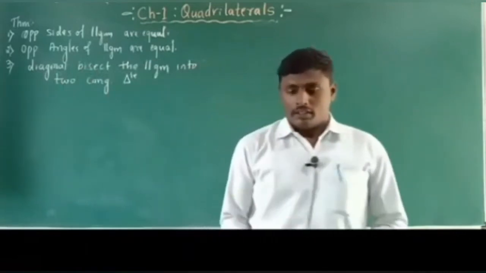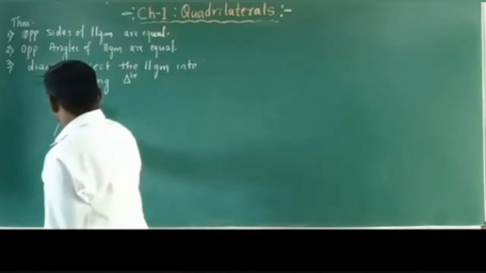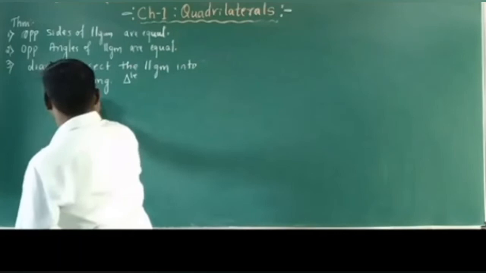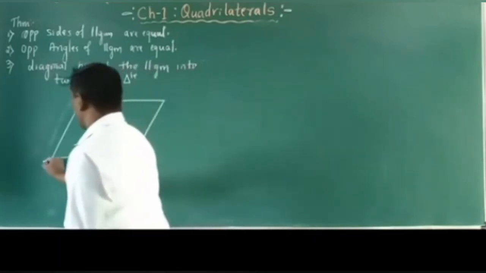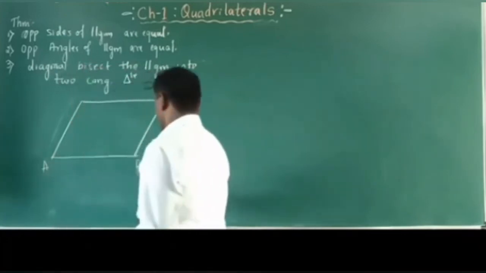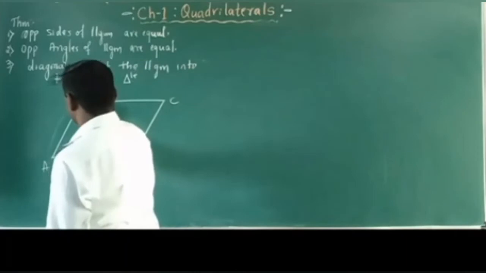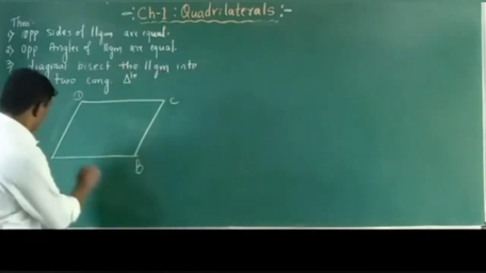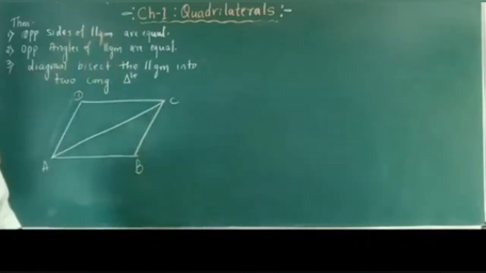Okay, take one diagram. Here ABCD is a parallelogram. A, B, C and D are the four vertices of the parallelogram, right? Consider AC as a diagonal.